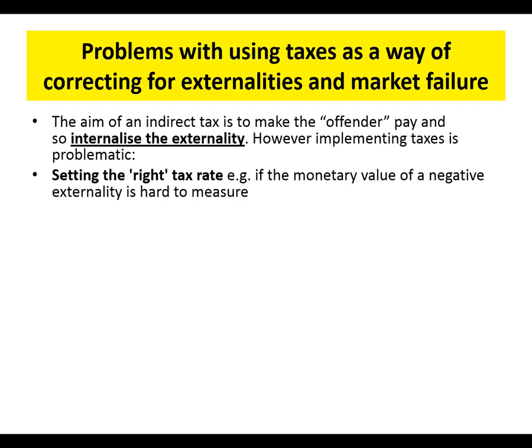So it's difficult setting the right rate of tax, for example, if the monetary value of a negative externality is hard to measure. It's hard, if not almost impossible, to measure the rate of that externality. It's quite difficult to get that rate right in some cases.